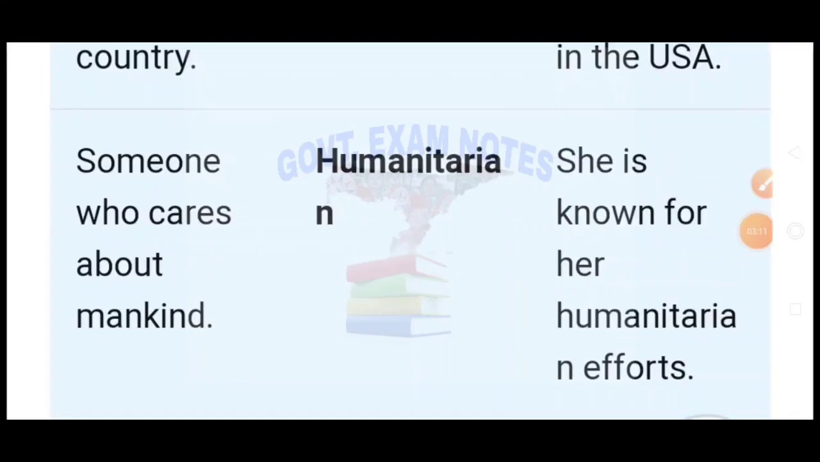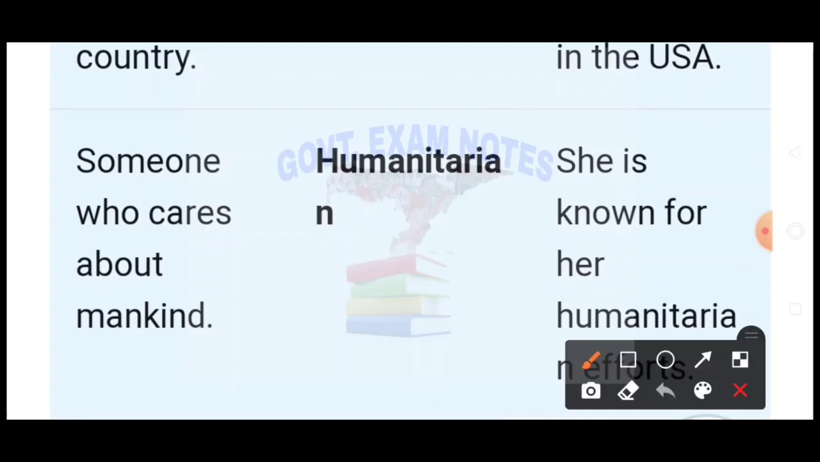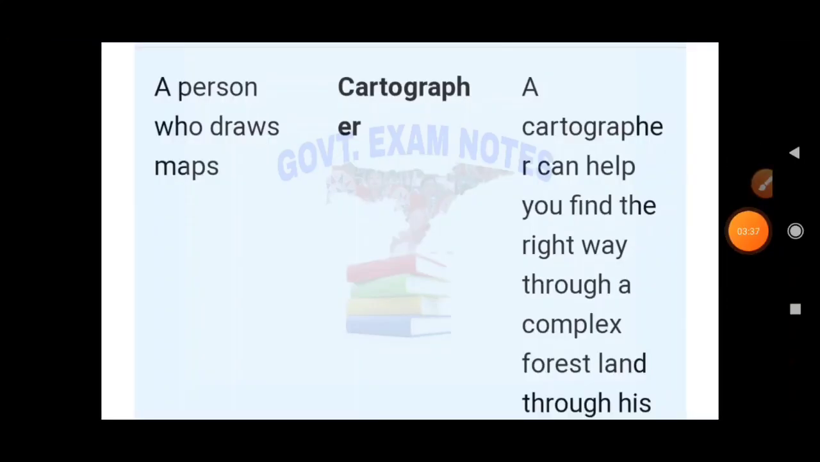Next is someone who cares about mankind. Yesterday in the last video we got that someone who loves humankind is called philanthropist. Then someone who hates humankind is called misanthropist, and this is someone who cares about mankind. Who cares about mankind is called humanitarian. Then next, a person who draws maps is called cartographer.